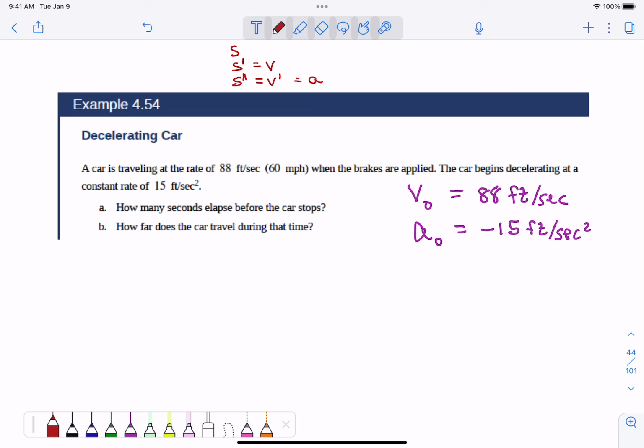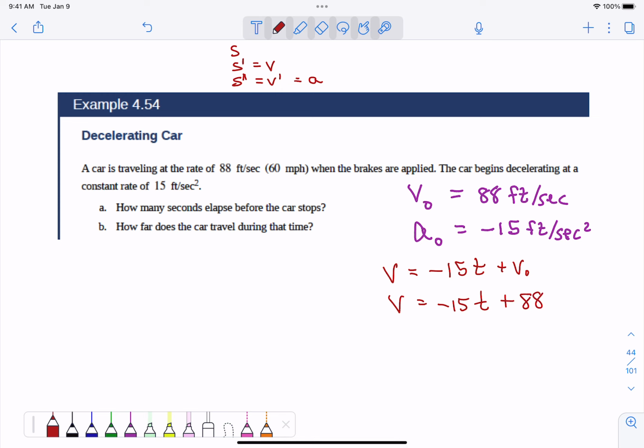So it says, how many seconds elapse before the car stops? So let's take our acceleration information and let's go backwards. Well, the velocity equation would have to be negative 15t, where t is how many seconds it takes for it to stop, plus some initial velocity, which will always be our constant. And in this particular problem, we know that we've got the 88. So our velocity equation is negative 15t plus 88.